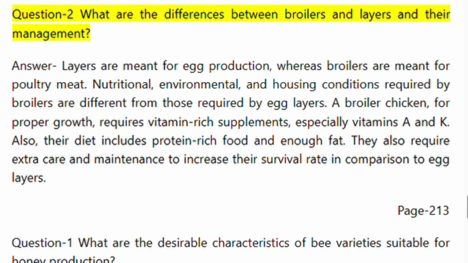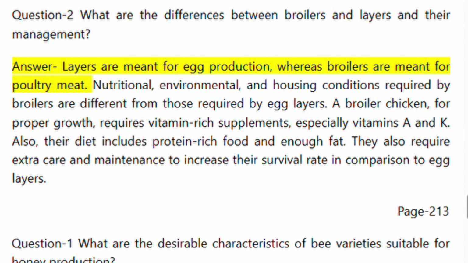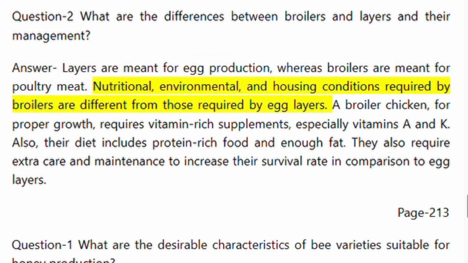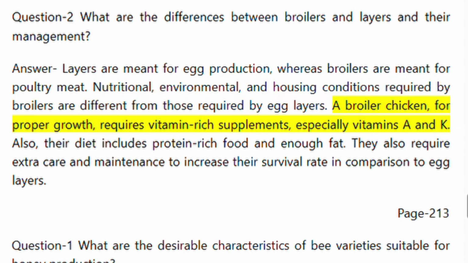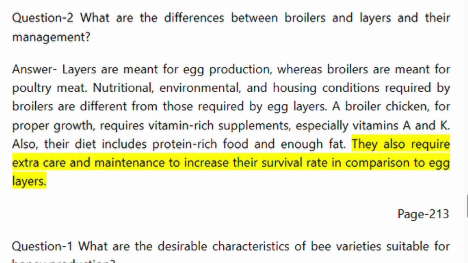Question 2. What are the differences between broilers and layers and their management? Answer. Layers are meant for egg production, whereas broilers are meant for poultry meat. Nutritional, environmental, and housing conditions required by broilers are different from those required by egg layers. A broiler chicken, for proper growth, requires vitamin-rich supplements, especially vitamins A and K. Also, their diet includes protein-rich food and enough fat. They also require extra care and maintenance to increase their survival rate in comparison to egg layers.